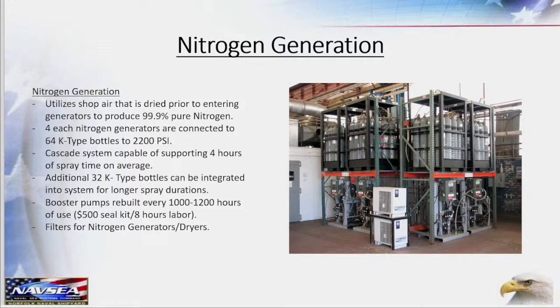So we were factoring a couple hours of spraying a day. So we set this up to basically alternate back and forth. So you've got four generators on the bottom, 64 bottles on the top, and we have the ability to bring in an additional 32 bottles for longer sprays. Relatively inexpensive. Nice part about this one, it was easy to integrate in regards to power. It runs off 120 volts, 90 PSI shop air. You got a set of dryers there to dry it before it goes into the generators.